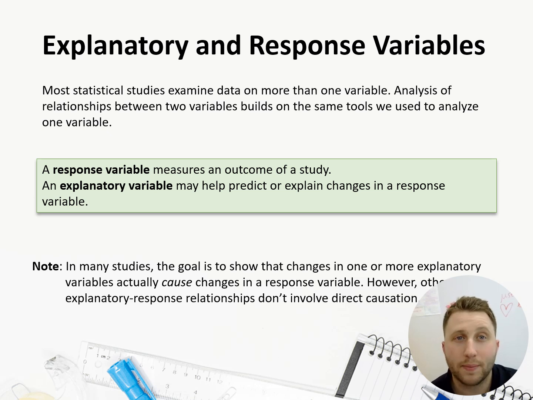So you've got to pick one of the two variables to be the explanatory and one to be the response variable. Again, these are your dependent and independent variables from elementary and middle school. But of course, the response variable measures the outcome of a study, and an explanatory variable is what you're going to use to try to help predict or explain changes in the response variable.